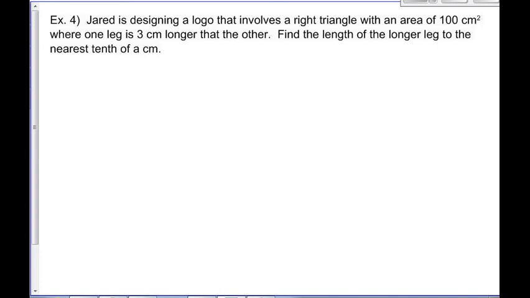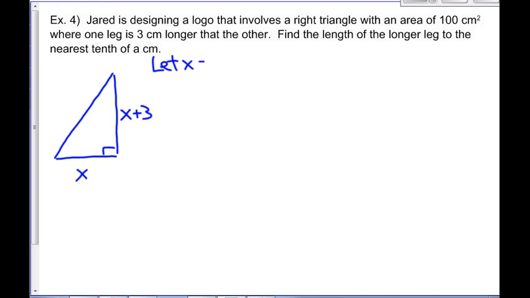Let's do a word problem that involves quadratics. So Jared's designing a logo that involves a right triangle with an area of 100 square centimeters. And one leg is 3 centimeters longer than the other. Find the length of the longer leg to the nearest tenth of a centimeter. Let's draw a picture to begin with. This is going to be a logo that looks like this. One leg is 3 centimeters longer than the other. So we could say, all right, this leg here of the right triangle is x. The other one is going to be x plus 3.